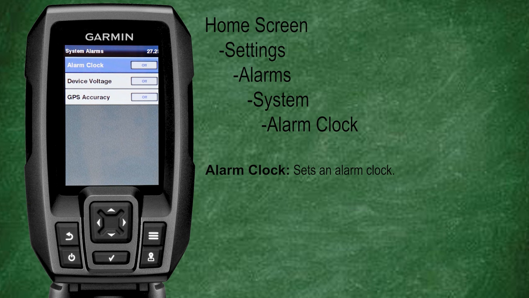In my opinion, the Garmin Striker does a pretty good job of adjusting the depth range when in auto. Automatic ranging keeps the bottom within the lower third of the sonar screen, which means you can spend more time fishing and less time messing with your fish finder. The next feature I'm going to talk about is the zoom feature.